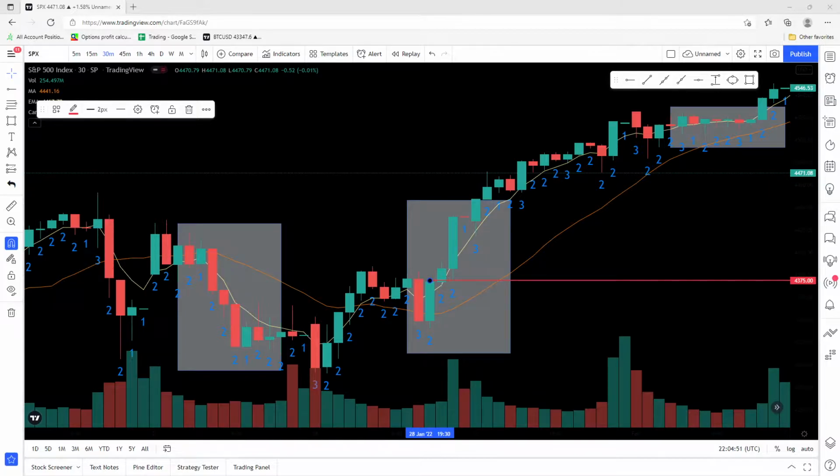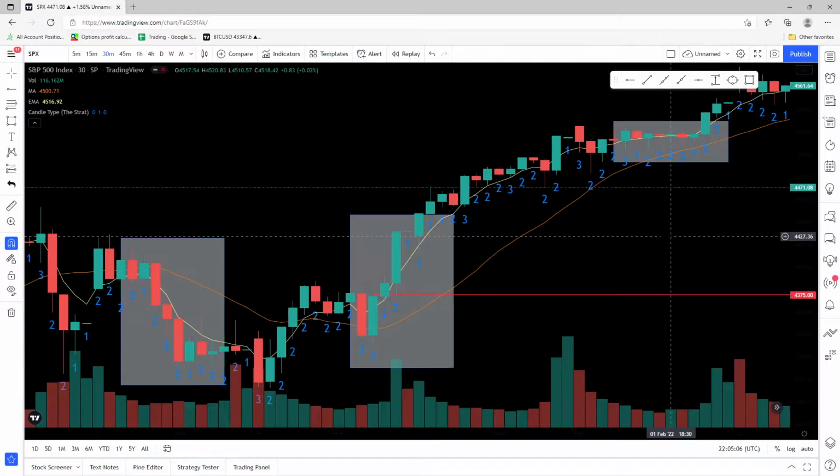All right. So the first thing we need to talk about when we're talking about what is the Strat is the three types of candle types. So the three candle types, it's really easy. It's 1, 2, and 3. You have three types of candles. They're numbered 1, 2, and 3.